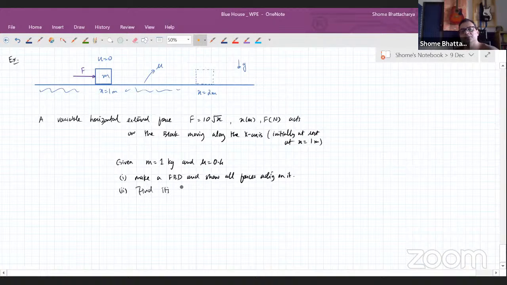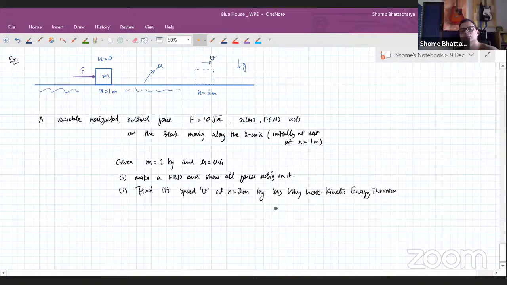Find its speed v at x equal to 2 meters. So by the time it reaches here, it should have some speed v, by using work kinetic energy theorem. B, using kinematics.